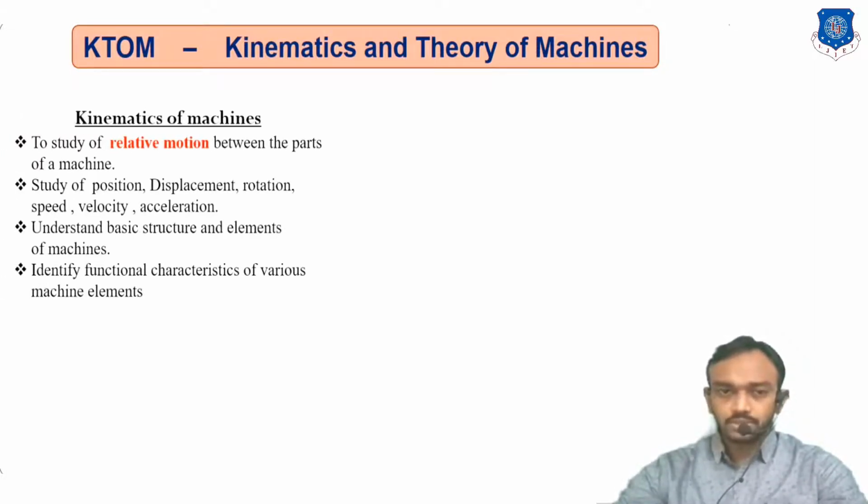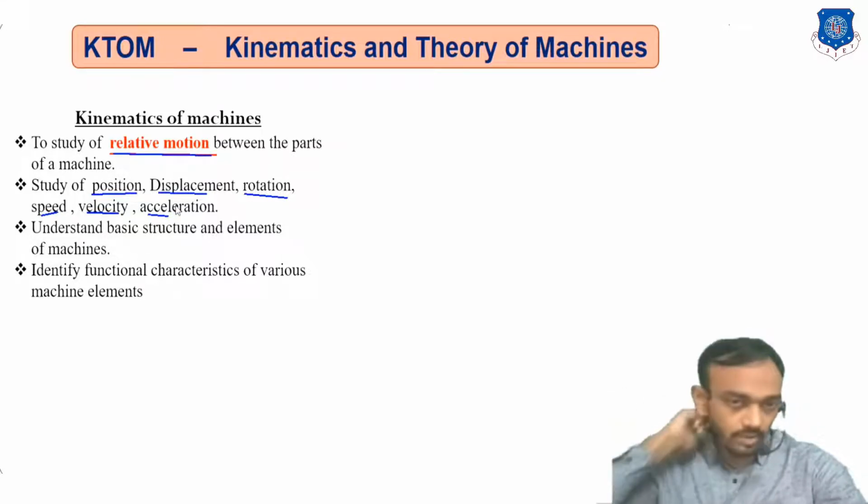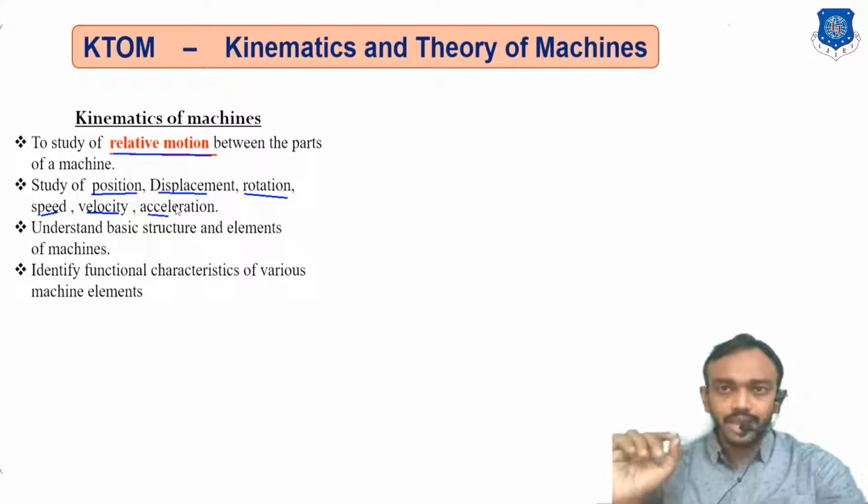First of all, start with the kinematics of machine, to study the relative motion between the parts of machine. In kinematics, we study only relative motion, without considering the force or why this motion is generated. In relative motion we will consider position, displacement, rotation, speed, velocity and acceleration. These parameters we will study, not the force, inertia, mass. They will all be ignored. So this is the kinematics of machine.